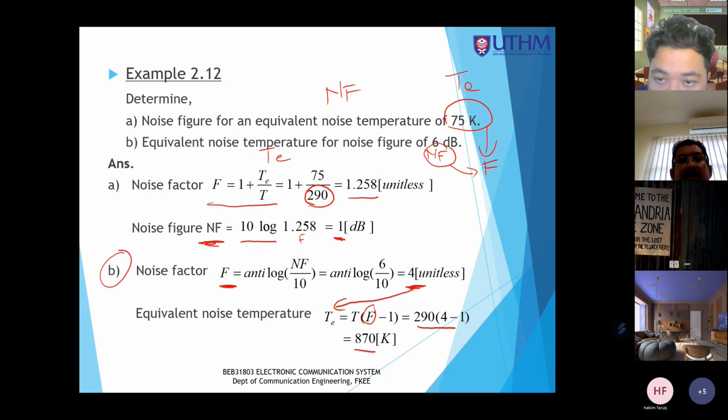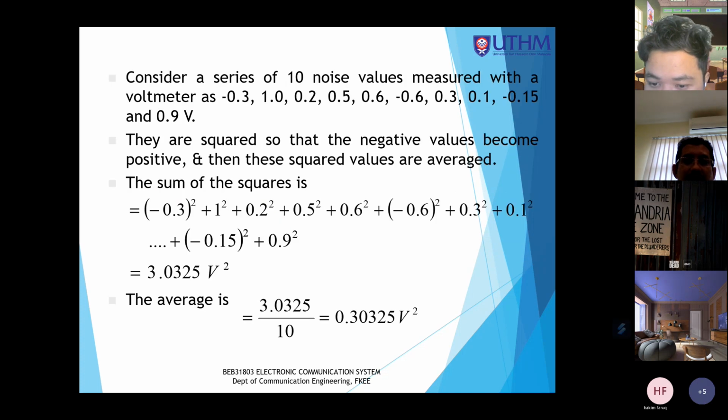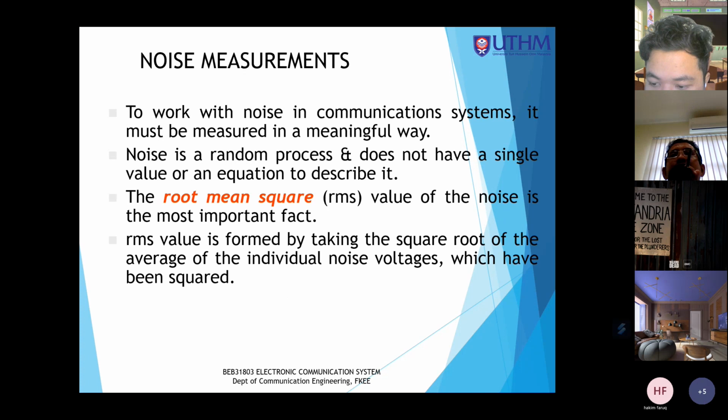Okay, if there are no questions, we can go to the last topic. The last topic is noise measurement, about the root mean square of noise voltage. This is about the noise voltage due to the measurement values that we take in the device, for example. We want to find the root mean square value of the noise, the voltage RMS value of the noise.